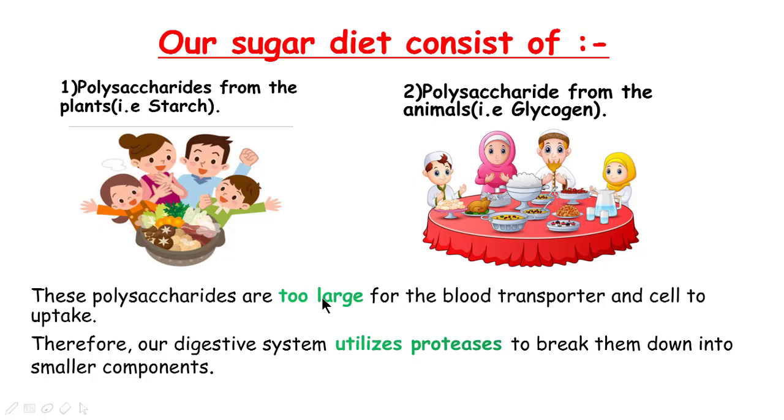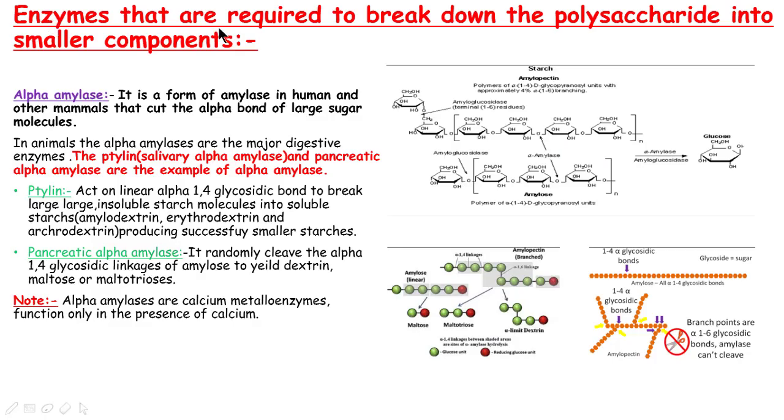These polysaccharides are too large for the blood transporter and the cell to uptake. Therefore, our digestive system utilizes enzymes to break them down into smaller components. Enzymes are required to break down the polysaccharide into smaller components. One of them is alpha amylase. It is a form of amylase in human and other mammals that cuts the alpha bond of a large sugar molecule.